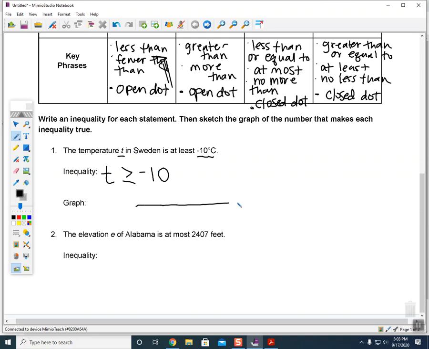If I were to graph this, here's my number line. I'm going to start down here at negative 14, negative 12, negative 10, negative 8.